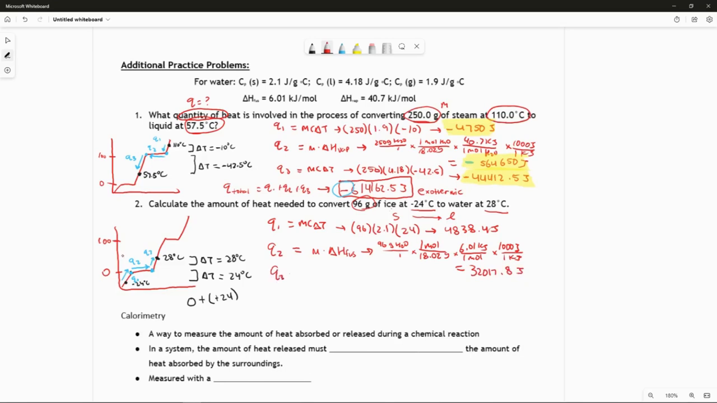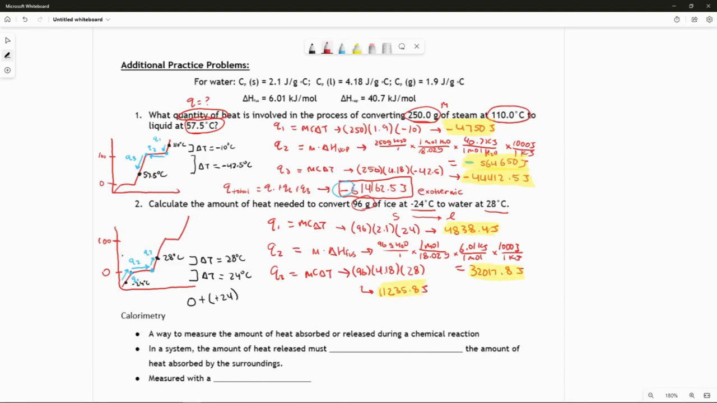Last Q, Q3. Q3 is going to be MC delta T because it's going from this point here to this point here, going up. There is a slope change, temperature change. So all we got to do is plug in 96. And since we're now at a liquid, we can use the liquid value of 4.18, and then the delta T value we calculated was 28 degrees Celsius. And multiply all that across, and you can get 11,235.8 joules. Alright, so we have 3 joule values, and we've successfully converted from solid to liquid.